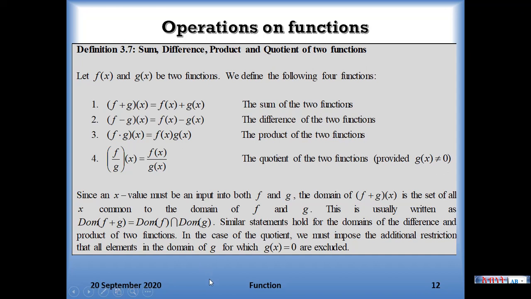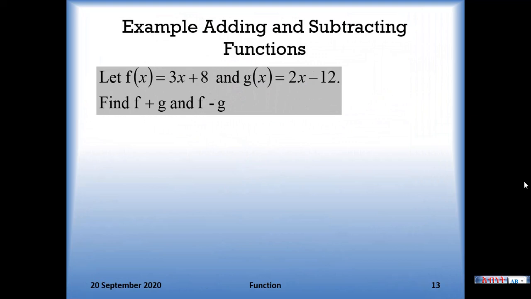Since an x value must be an input into both f and g, the domain of f plus g of x is the set of all x common to the domains of f and g. This is usually written as the domain of f plus g is the domain of f intersection with the domain of g. A similar statement holds true for the domain of the difference and the product of two functions, but in the case of division, in the case of the quotient, we must impose an additional restriction. I think you know that the denominator must be different from zero, an additional restriction.